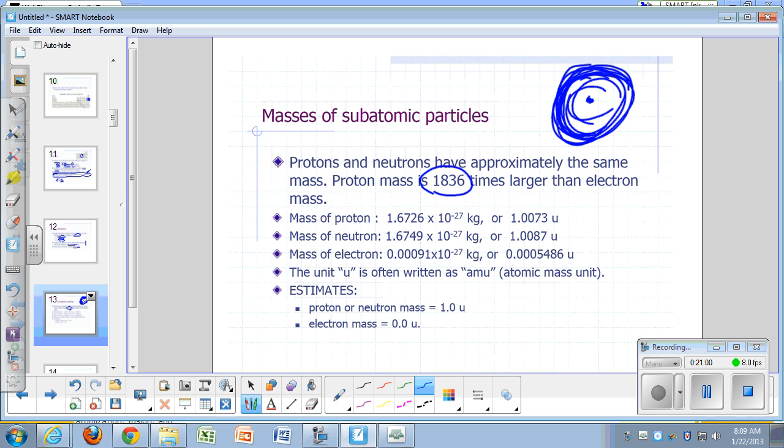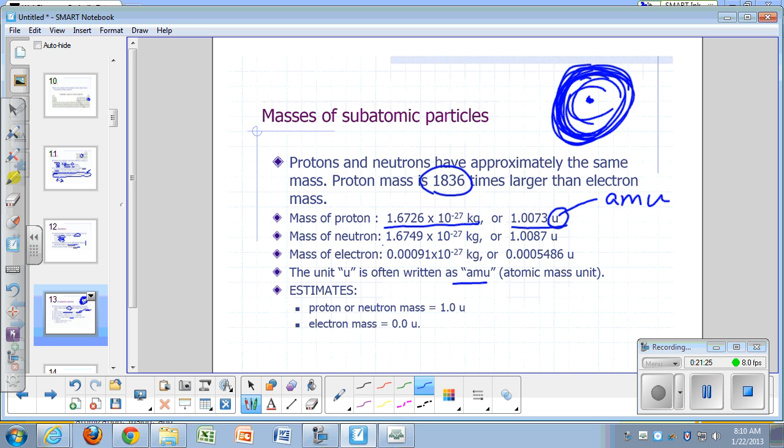So the actual mass of a proton is 1.6726 times 10 to the negative 27 kilograms. You can see that's a very small number. So we can use what we call atomic units, and in atomic units, that's 1.0073 atomic mass units. So this u right here means atomic mass units. Sometimes it's abbreviated amu, okay?